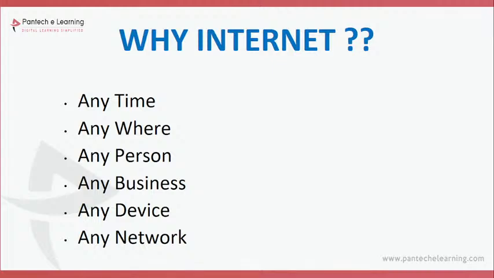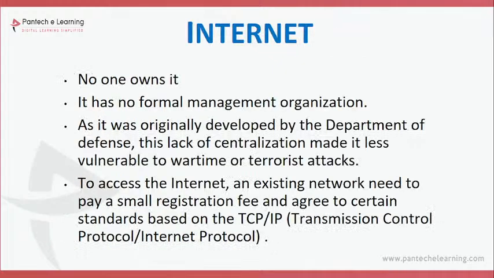So IoT is the developed version of this. So generally, what is internet? Normally internet is no one's own, it's everyone's. There is no formal management organization for it. It was originally developed for the Department of Defense. For military purposes, army, defense systems, defense services, we use this internet. For that purpose, it was developed, for terrorist attacks and wartime.